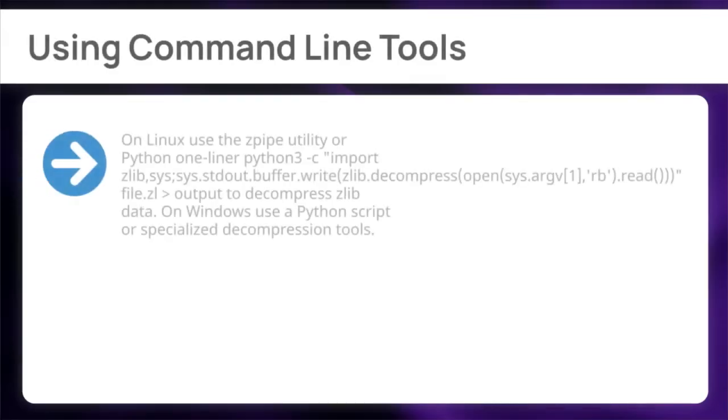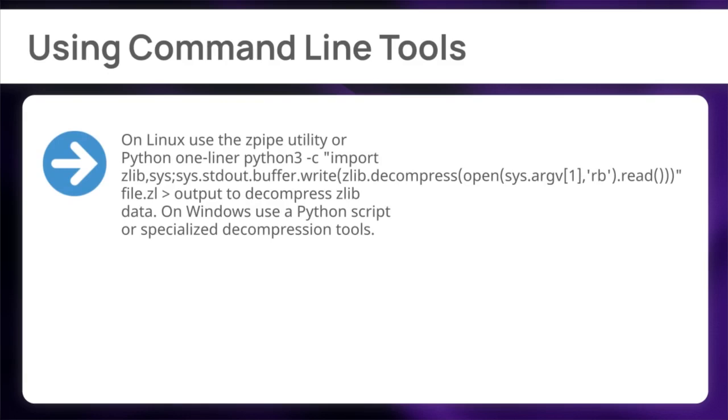Next, using command line tools. On Linux, use this pipe utility or Python one-liner: python3 -c import zlib, sys; sys.stdout.buffer.write(zlib.decompress(sys.stdin.buffer.read())) < file.zl to output the decompressed zlib data. On Windows, use a Python script or specialized decompression tools.